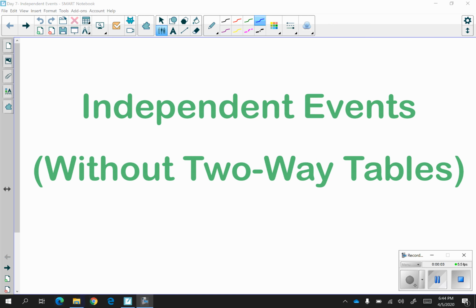Welcome to Independent Events Without Two-Way Tables. Just to recap what we did last time, we talked about how independent events is when the probability of one event happening does not affect the probability of another event happening.